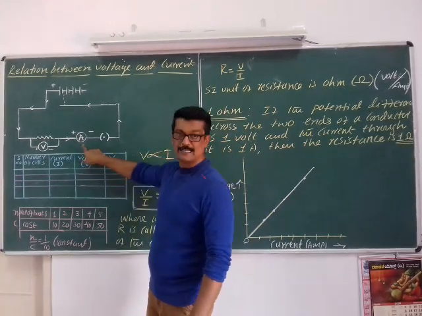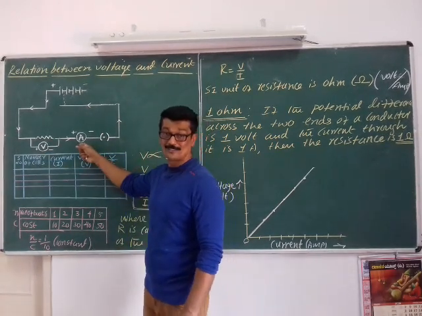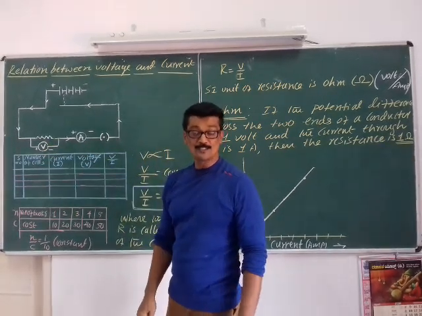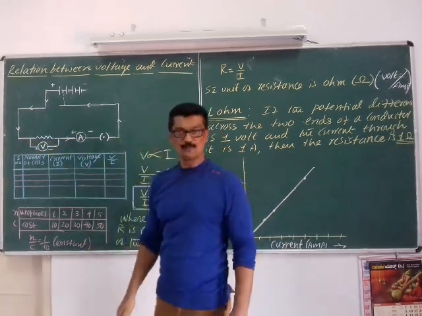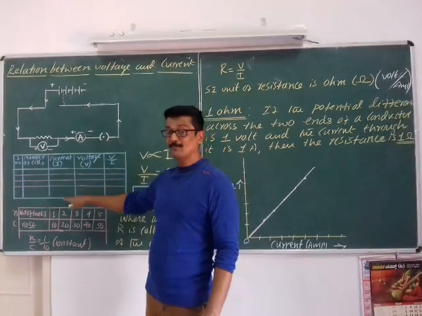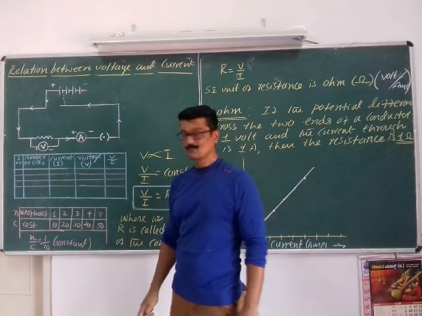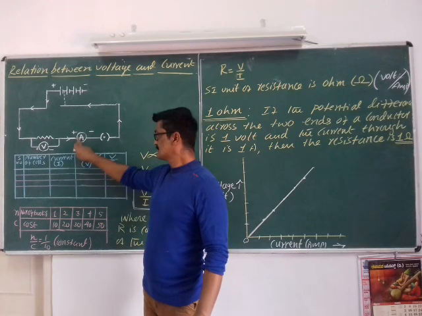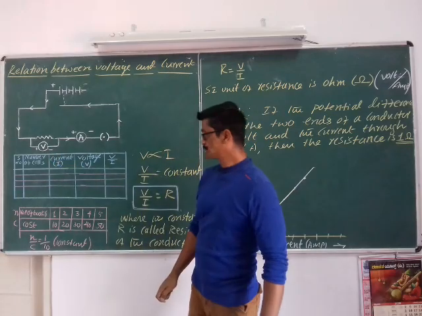Now take the reading in the ammeter and voltmeter. Ammeter shows how much current is flowing through the nichrome wire and voltmeter shows the potential difference, pressure difference, energy difference across the terminals of the nichrome wire. And after taking the readings, you have to tabulate the readings in the tabular column which is shown here. Here you tabulate the current and here you tabulate the voltage.